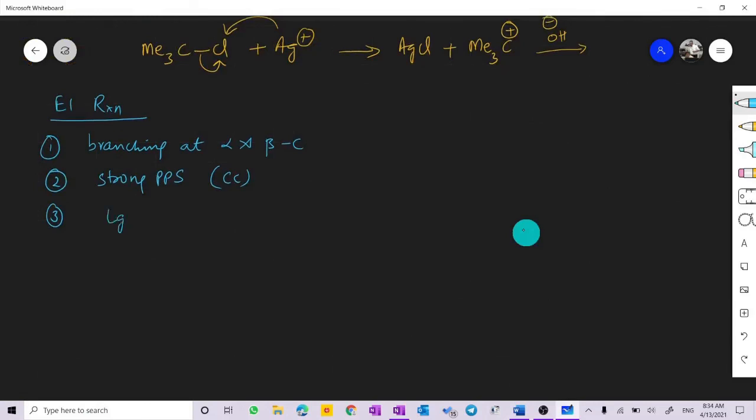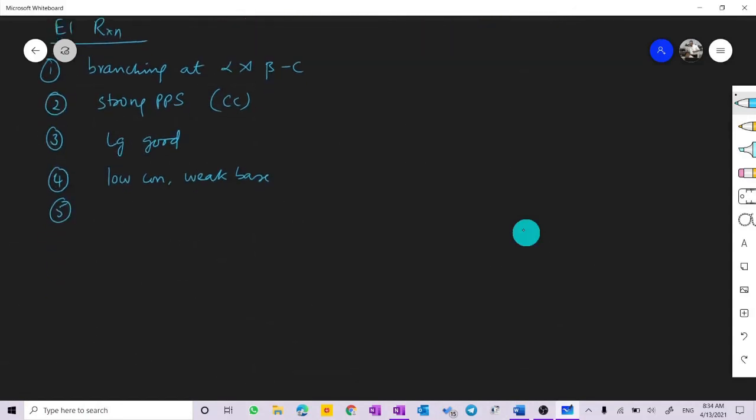And a better leaving group. A good leaving group, like I minus, means a better E1 reaction when compared to F minus or Cl minus. Then a low concentration of a weak base will facilitate the E1 reaction, because if it is a strong base, then E2 will prevail over E1 and there will be no carbocation rearrangement. And lastly, electrophilic catalysis, which will facilitate carbocation formation. Therefore, that will also facilitate the E1 reaction.